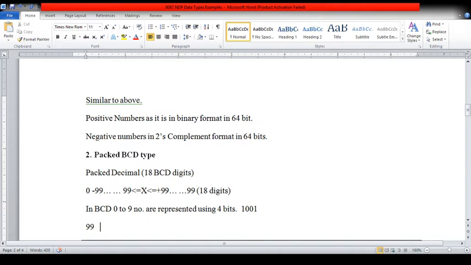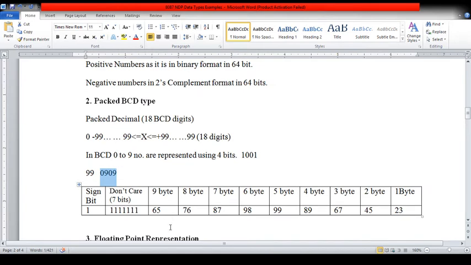Whereas if we are talking about unpacked BCD, for representing a single digit, that is 9, I will be using complete 09 as 1 byte, and for representing the second digit of the BCD, I should use another byte. So it means for representing this number, I need 2 bytes. So this is the difference between packed BCD and unpacked BCD.